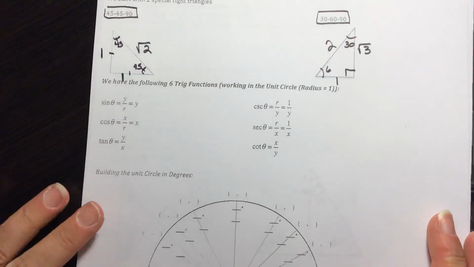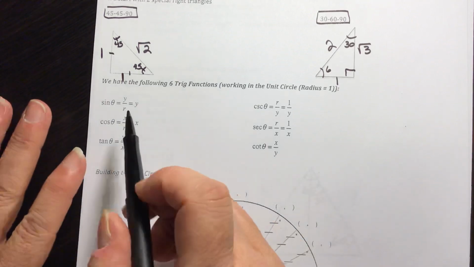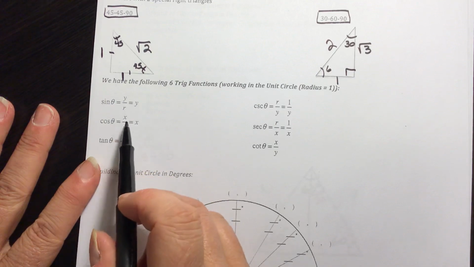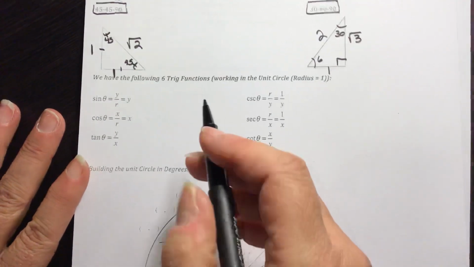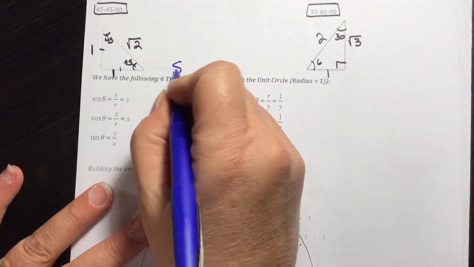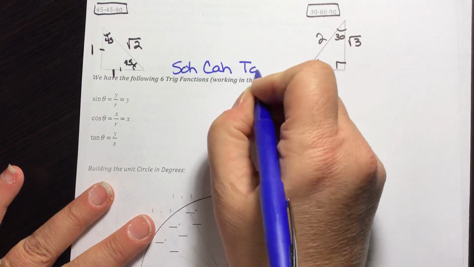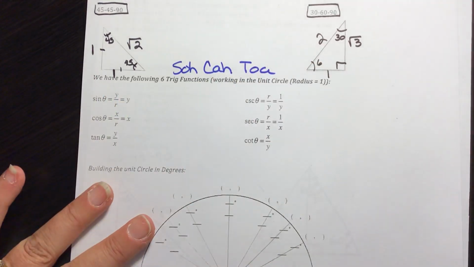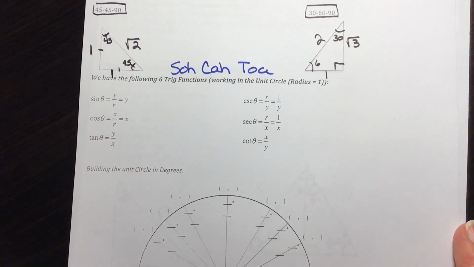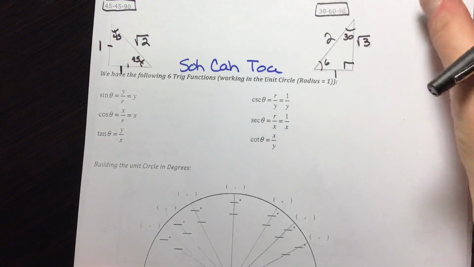So down below we have our 6 trig functions, and right now I don't really want to look at the y's and r's and x's. What I want to think about is SOHCAHTOA. SOHCAHTOA is just a mnemonic device that helps us remember the trig ratios.